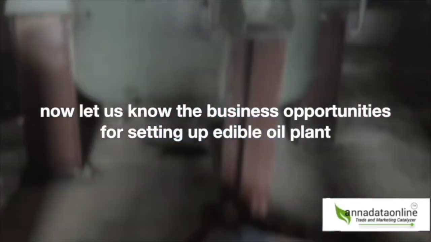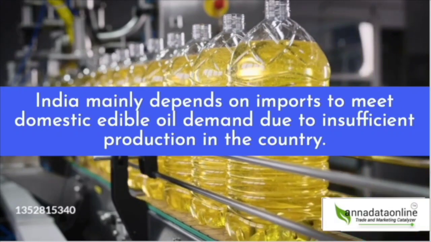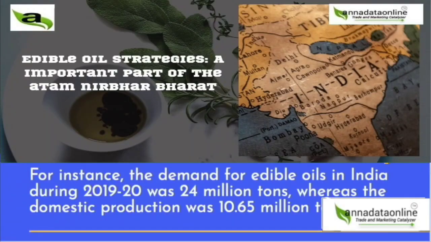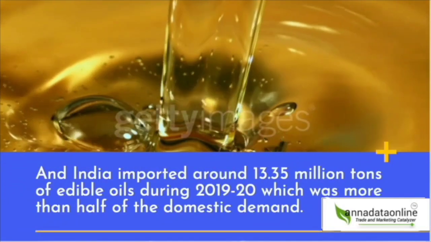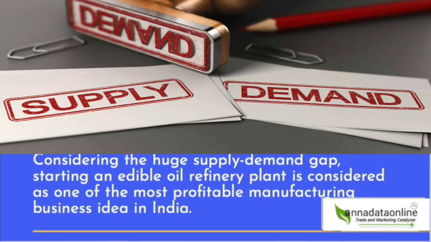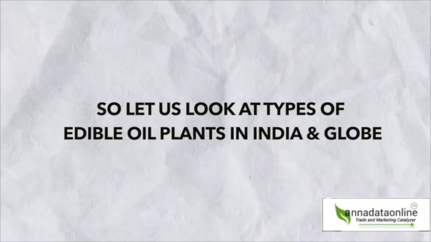Now let us know the business opportunities for setting up an edible oil plant. India mainly depends on imports to meet domestic edible oil demand due to insufficient production in the country. For instance, the demand for edible oils in India during 2019-20 was 24 million tons, whereas the domestic production was 10.65 million tons. And India imported around 13.35 million tons. Considering the huge supply-demand gap, starting an edible oil refinery plant is considered one of the most profitable manufacturing business ideas in India. So let us look at the types of edible oil plants in India and the globe.